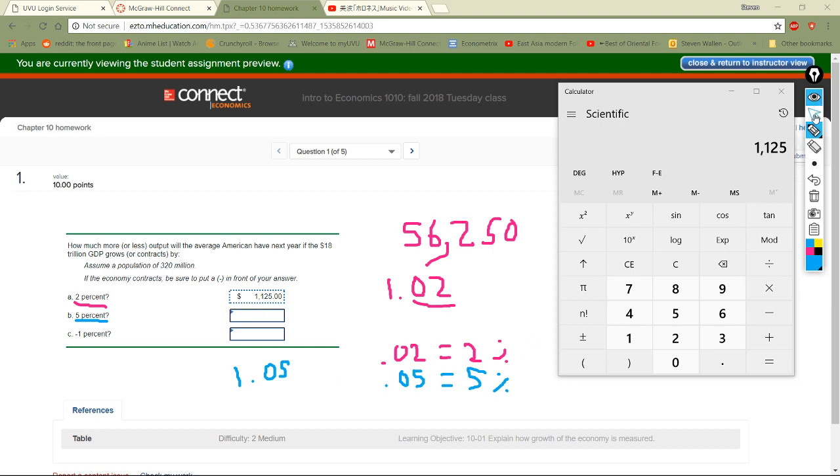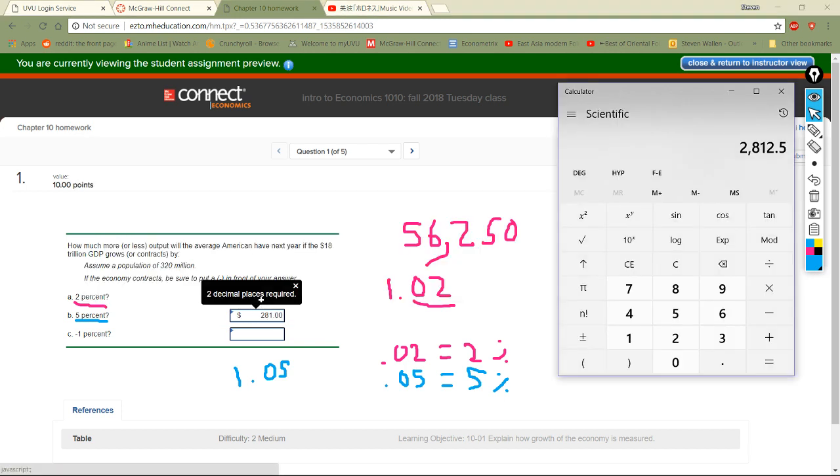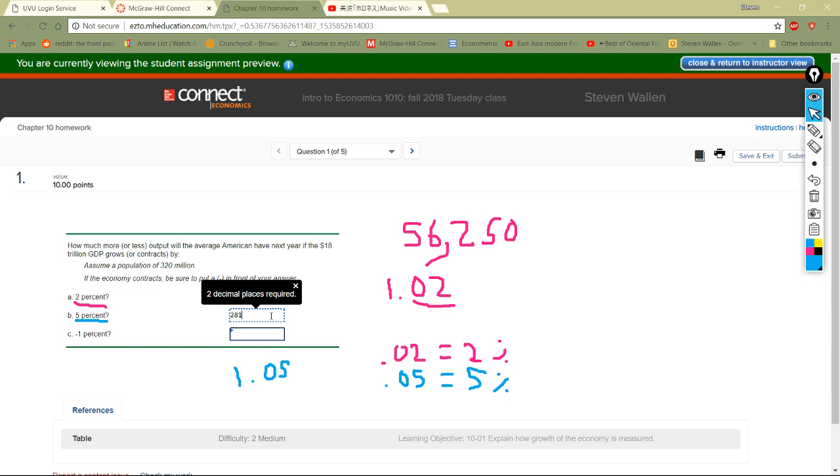So let's go up here, put in our 56,250, double check, looking good, times 1.05 equals 59,062.5. Is that what they're wanting though? No, more or less. So minus 56,250 equals $2,812.5. So 2,812.5. There we go. Yes, 2 decimals are required.